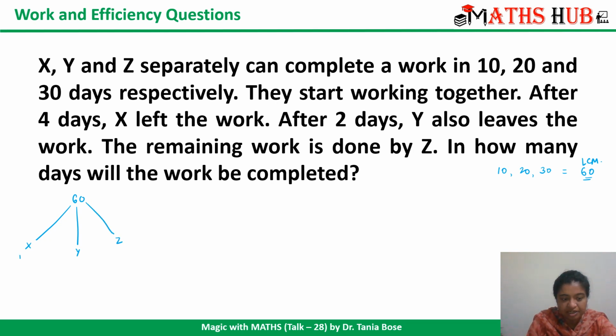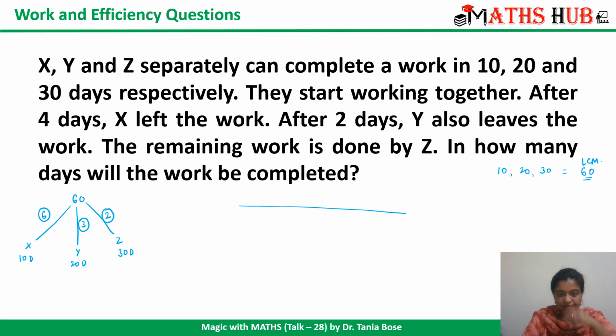X is taking how many days? 10 days. So what is the efficiency? 60 by 10, that is 6. Y is taking how many days? 20 days. So what is the efficiency of Y? The efficiency of Y is 3. Z is taking how many days? 30 days. So what is the efficiency of Z? It is 2. Right? Now let us come to the next problem statement.